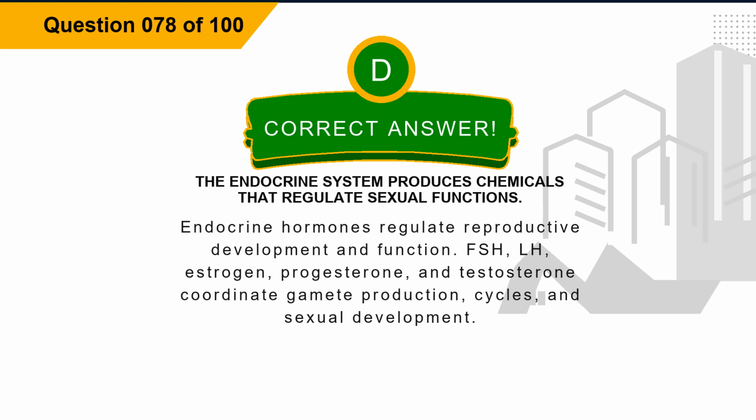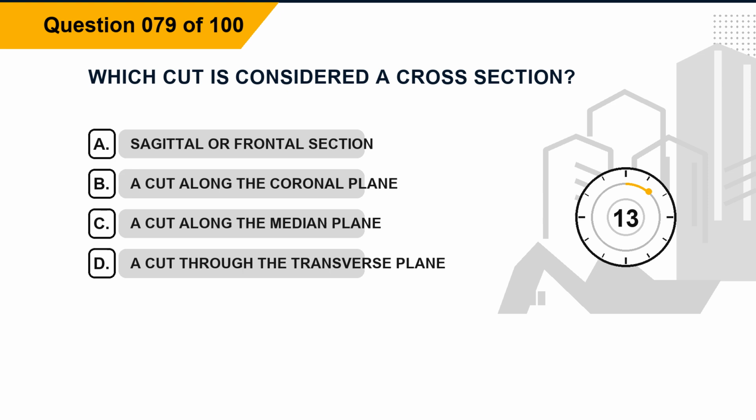Explanation: endocrine hormones regulate reproductive development and function. FSH, LH, estrogen, progesterone, and testosterone coordinate gamete production, cycles, and sexual development. Question 79. Which cut is considered a cross-section?